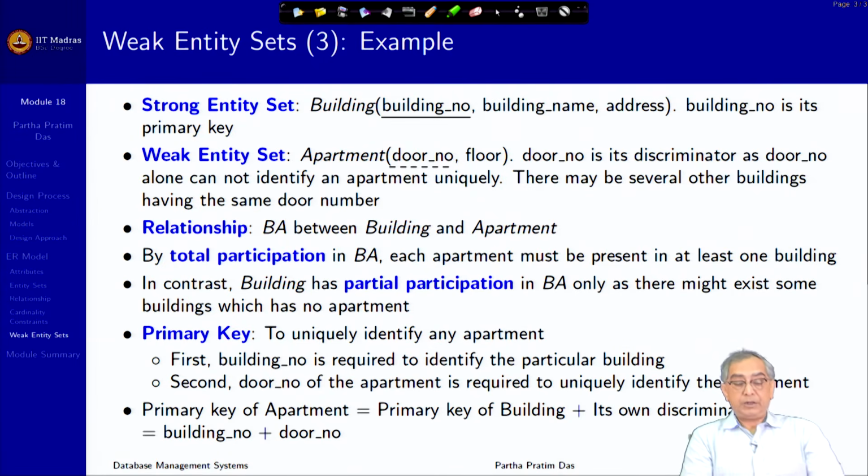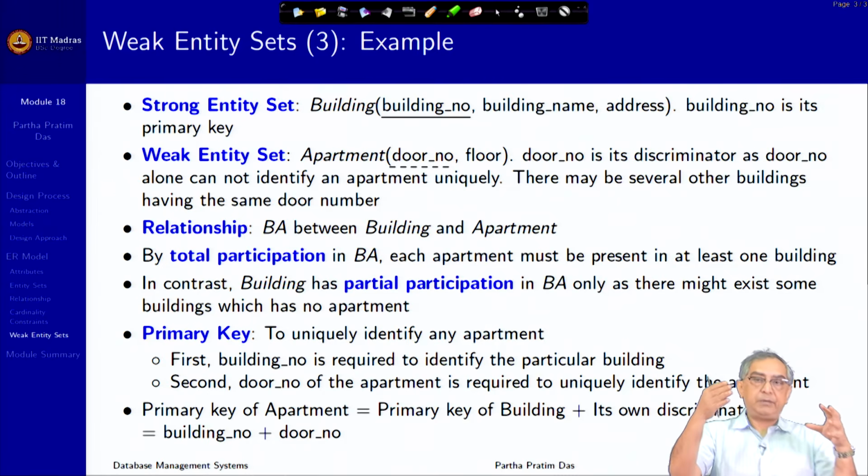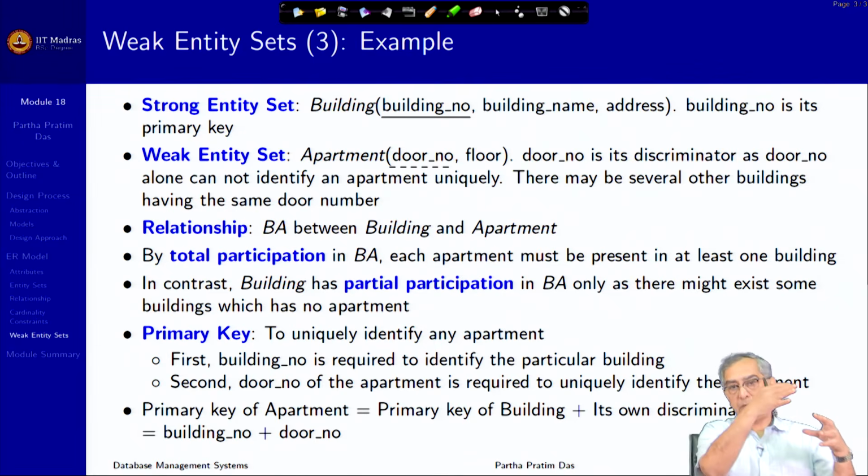Now, let us suppose that there is a relationship, say call it BA, between the building and apartment, which says that every apartment belongs to which building. Naturally, every apartment can belong to only one building, but a building will have many apartments in it. So, from building to apartment, it is many to one. We can have that relationship.